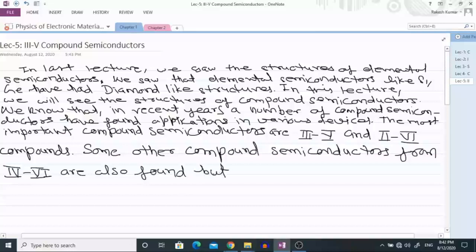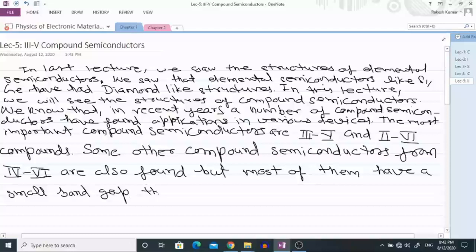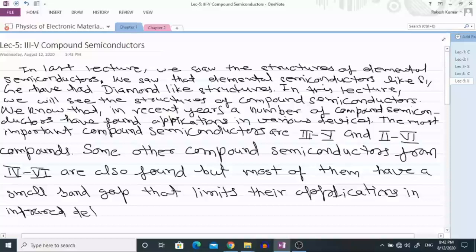But most of them have a small band gap that limits their application in infrared detectors and lasers.